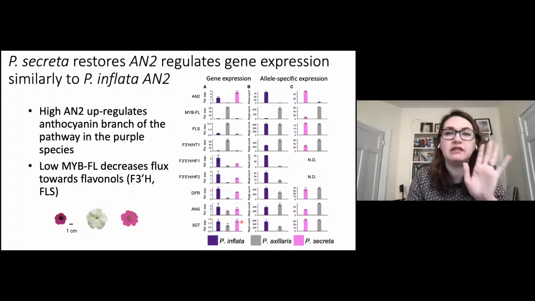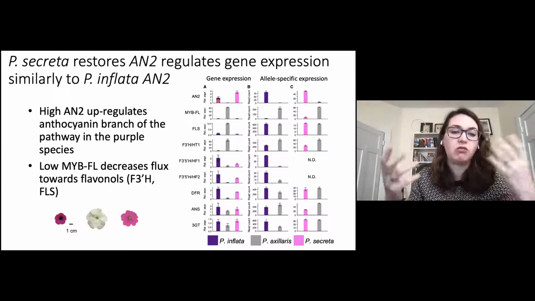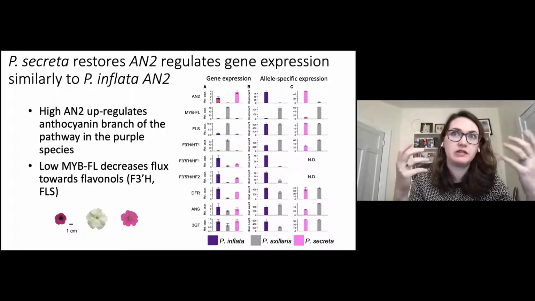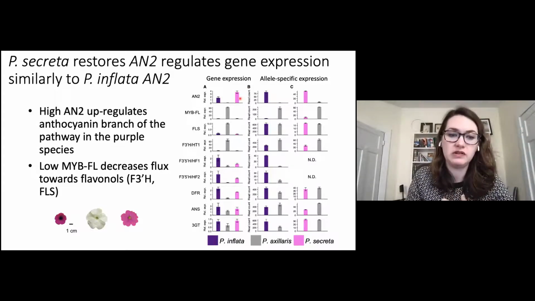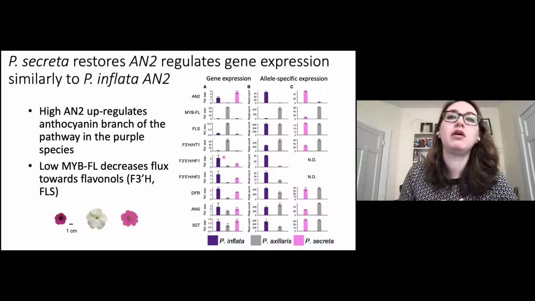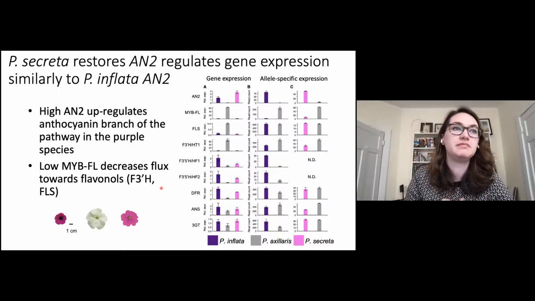So what you can see here is a lot of graphs, but what I want you to focus on is this column A right here, where we have the dark purple bar representing Petunia inflata. So this is representing the more ancestral and certainly the more common AN2 environment. And then we have the pink bar, which is Petunia secreta. And looking through all of the genes, you see very, very similar gene expression patterns between the 2 purple species. And we've stuck the white Petunia axillaris in for comparison.